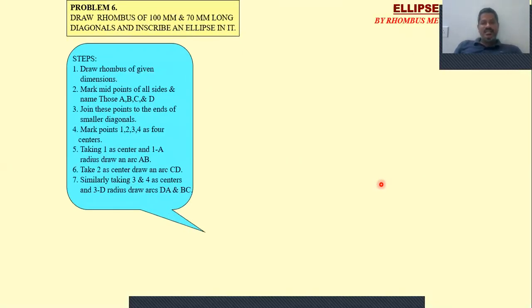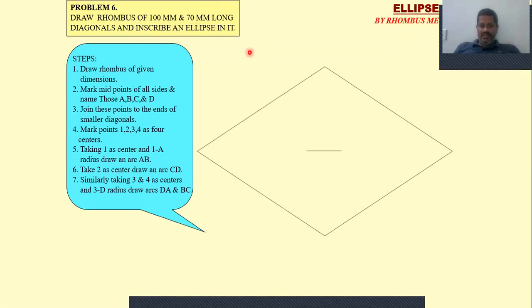Now let us see one more method, that is the rhombus method. In this case, the dimensions are the same. Draw the rhombus of 100 mm and 70 mm long diagonals and inscribe an ellipse in it. This is our problem. Now draw a rhombus for the given dimensions.